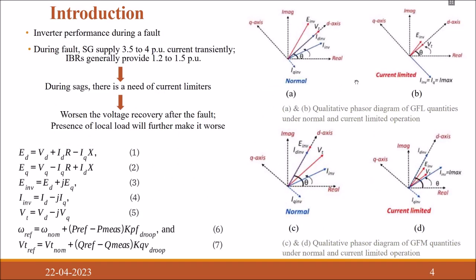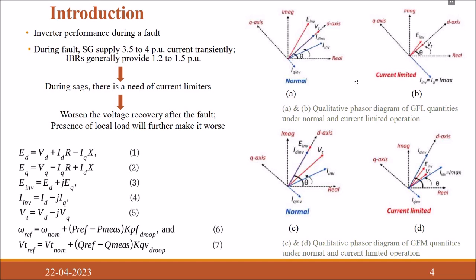Now let's talk about how a grid following inverter and a grid forming inverter will work during normal and fault conditions. We know that synchronous generators have a high short circuit capacity, that is, they are able to provide 4 to 7 or 3.5 to 4 per unit current during transients. However, in the case of IBRs, we generally have only 1.2 to 1.5 per unit of capacity.